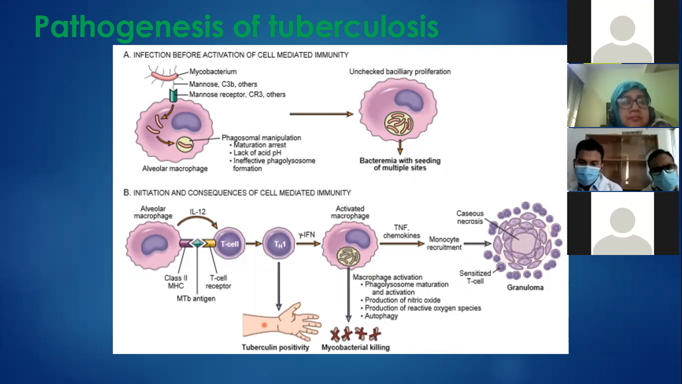Then the alveolar macrophage presents antigen to the T helper cell, and the T helper cell releases gamma interferon, and this gamma interferon activates the macrophage. This activated macrophage kills mycobacteria by maturation of the phagolysosome, and by production of nitric oxide, reactive oxygen species, and autophagy. In addition, this activated macrophage differentiates into epithelioid cells, and granuloma and caseous necrosis form.